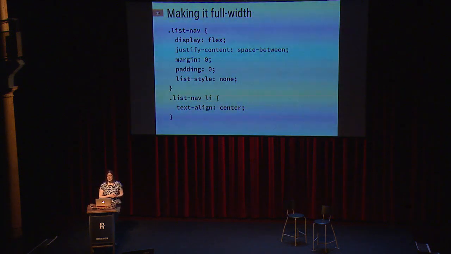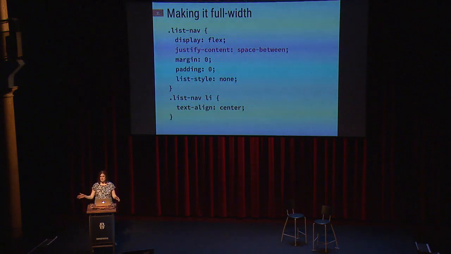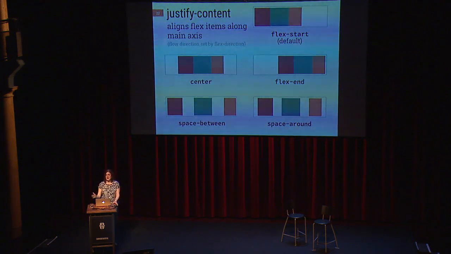Instead, I can use Flexbox's justify content property set to space between to move the first and last LI items to the edges and then equally distribute the remaining space in between the links. The justify content property is set on the flex container, and it aligns the children flex items along the main axis, which again is the flow direction set by the flex direction property. So in this case, my main axis is horizontal because my flex items are laid out in a row, so justify content affects their horizontal alignment.